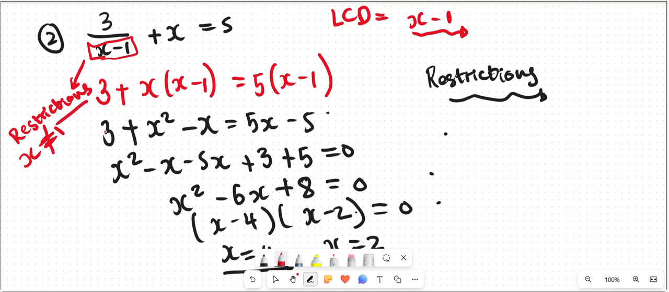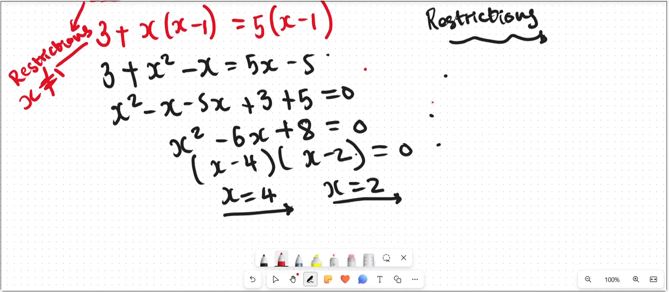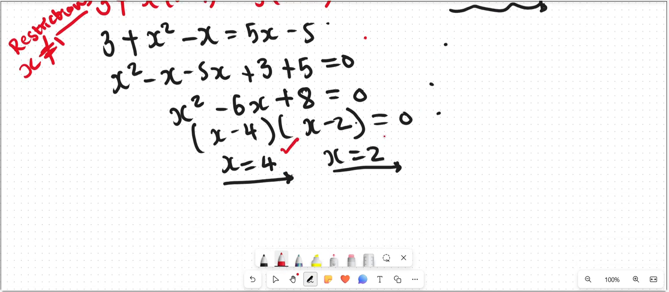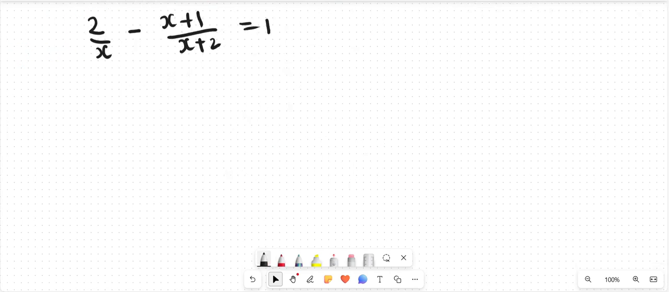Again, why? Because that thing will blow up and give me undefined. So in this case, these are correct, but that is also part of my answer. You need to include your restrictions. All right, now let's do example number 3.